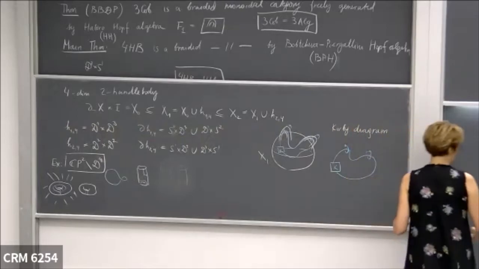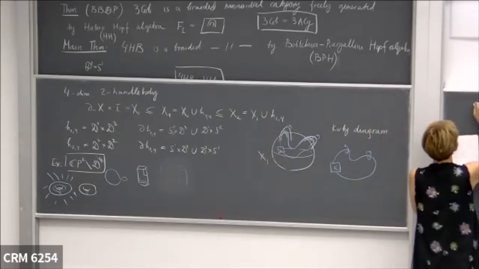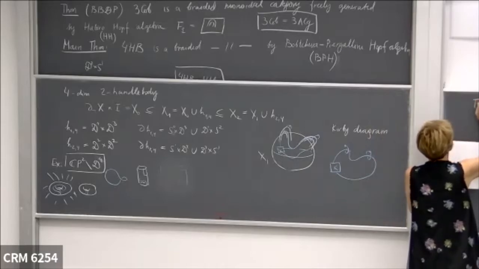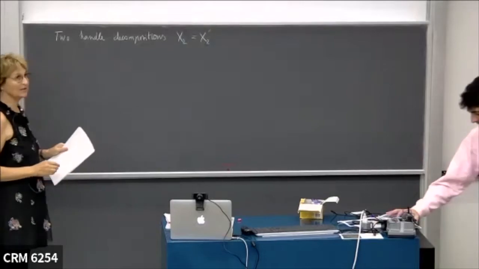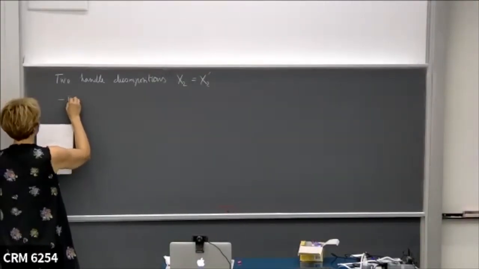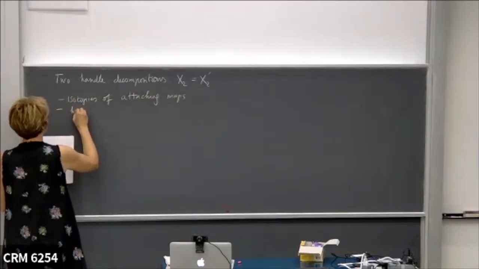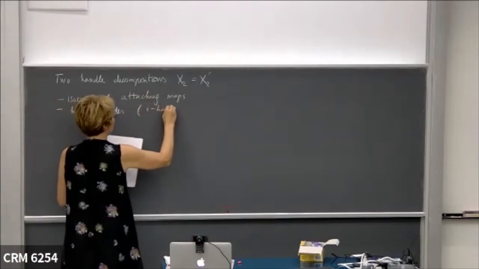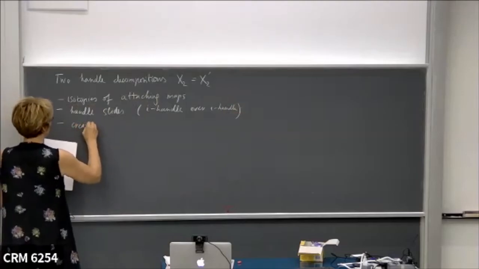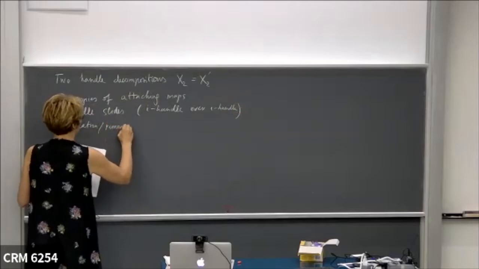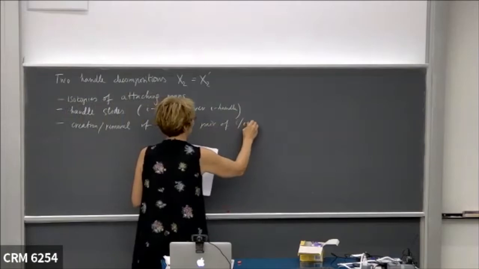Then let me also recall what I stated last time. So I assume we have two-dimensional handlebodies, or two-handle decompositions, say X2 and X2 prime, that actually represent the same manifold, or diffeomorphic manifolds, if you can relate them by isotopies of attaching maps, handle slides, basically an i-handle over an i-handle, and stabilization moves, which are creation and removal of a canceling pair of i and i plus one handles.